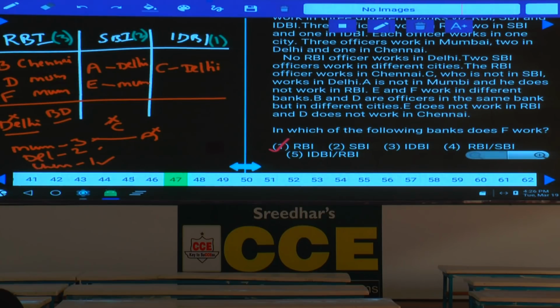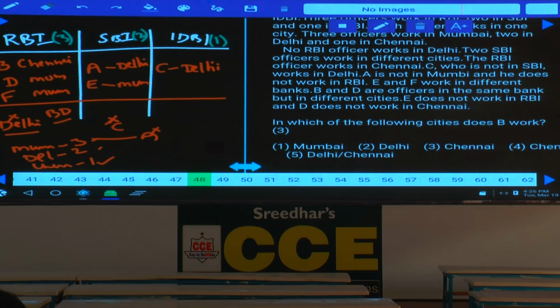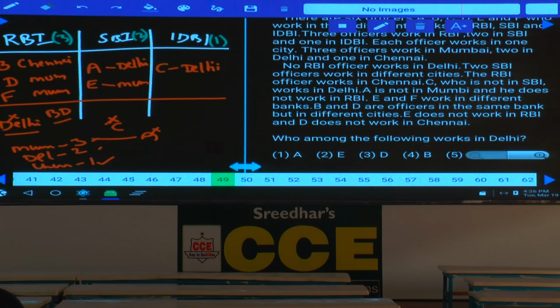Then 48. In question number 48, in which of the following cities does B work? Yes, B works in Chennai, that is choice 3. 48, choice 3. Then 49, who among the following works in Delhi? Tell me who are those 2 persons, A and C. And between these 2, A is given and it is choice 1.